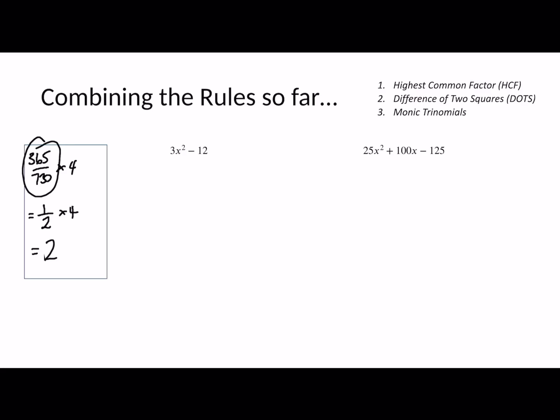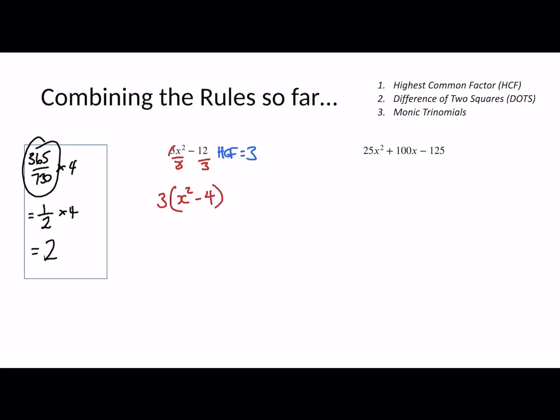Let's have a look at this example. 3x squared minus 12. Now we've got 2 terms, we've got a minus in the middle, the first one's got an x squared in it. That could be difference of 2 squares. But the 3 is not a square and the 12 is not a square, but then, hey, 3 goes into 12, doesn't it? So we could do highest common factor. So HCF equals 3. So I'm going to divide both terms by 3. We get 3 brackets. 3 divided by 3 cancels, so you're left with x squared, minus 12 divided by 3 is 4. Oh, look at that.